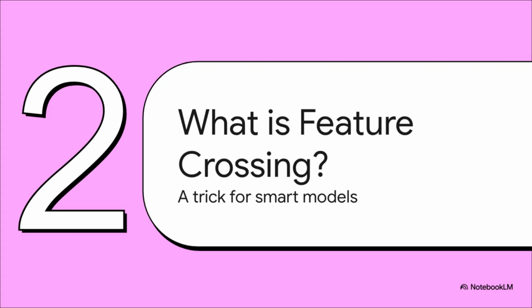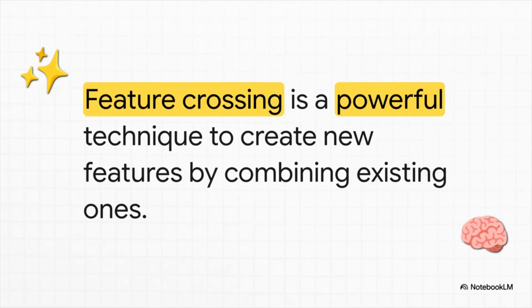So, how do we teach a machine to make that same kind of intuitive jump? To understand that sometimes A plus B creates a totally new thing, C. Well, this is where the solution comes in. And the answer is this brilliant and actually kind of simple technique called feature crossing. This is the secret sauce that data scientists use to build much smarter, more intuitive models.